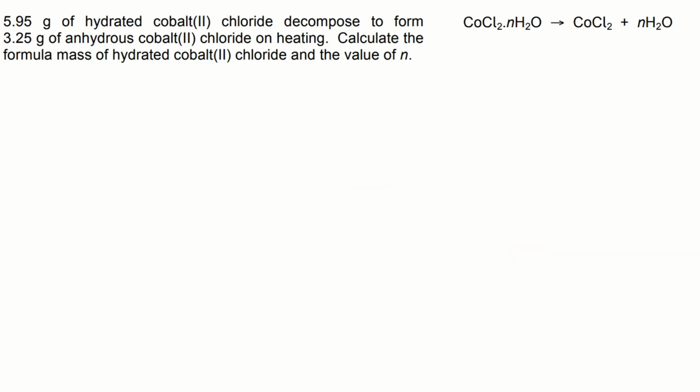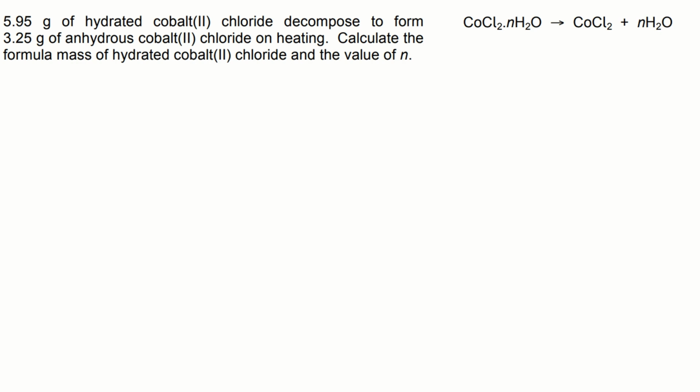Right, now, a different kind. This is a different kind of reacting masses calculation. It's called heating to constant mass. It says 5.95 grams of hydrated cobalt chloride decomposes to form 3.25 grams of anhydrous cobalt chloride on heating. Calculate the formula mass of hydrated cobalt chloride and the value of n.